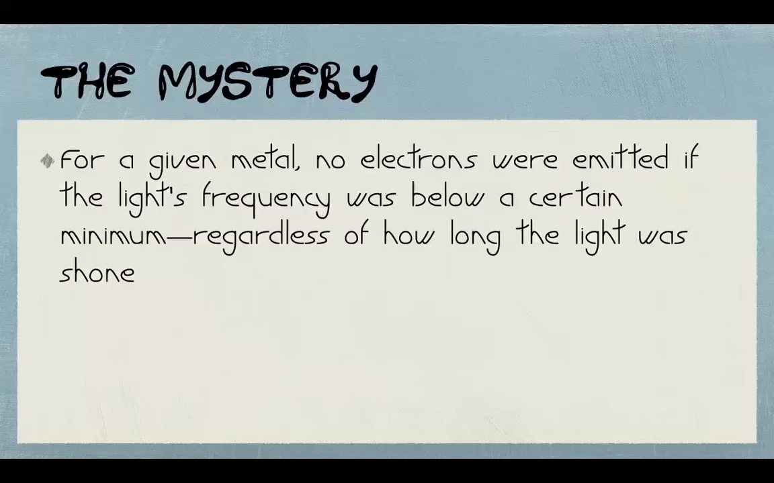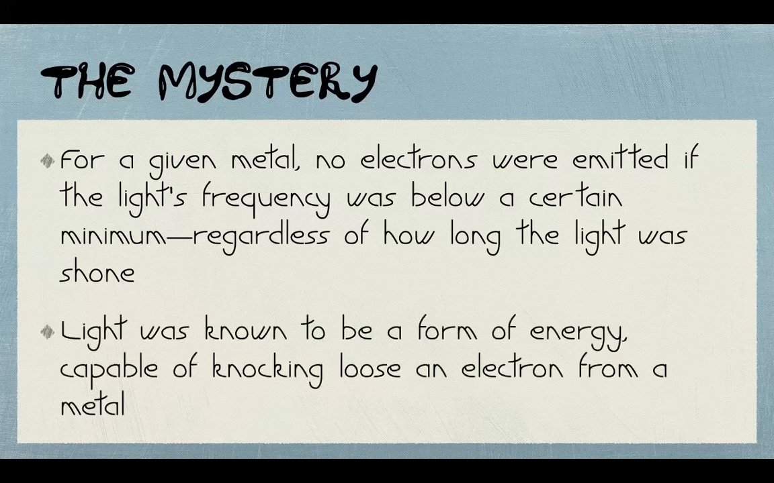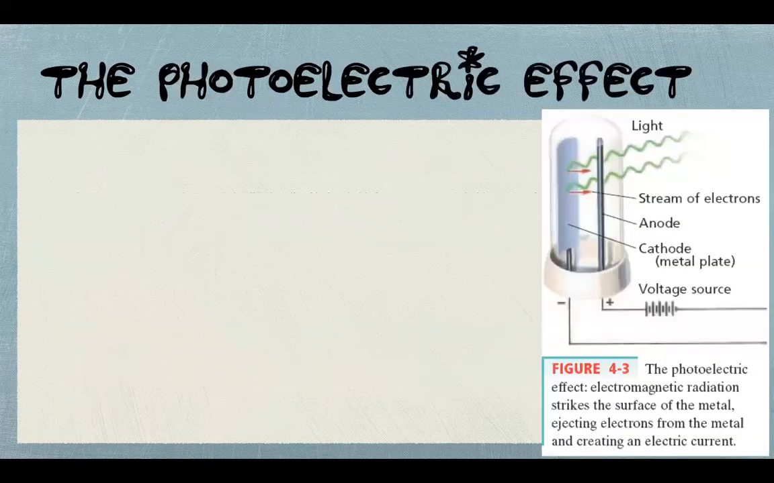Okay. So the mystery was that for a given metal, no electrons were emitted if the light's frequency was below a certain minimum, regardless of how long the light was shown. So the basic idea is that, if I go back to here. The idea behind the photoelectric effect and why the results were so weird is that if light is indeed a wave, then any wavelength of light that you shine on the metal should make electrons be ejected from the metal. But that's not what happened. It was only light that had certain frequencies that would actually cause electrons to be ejected.